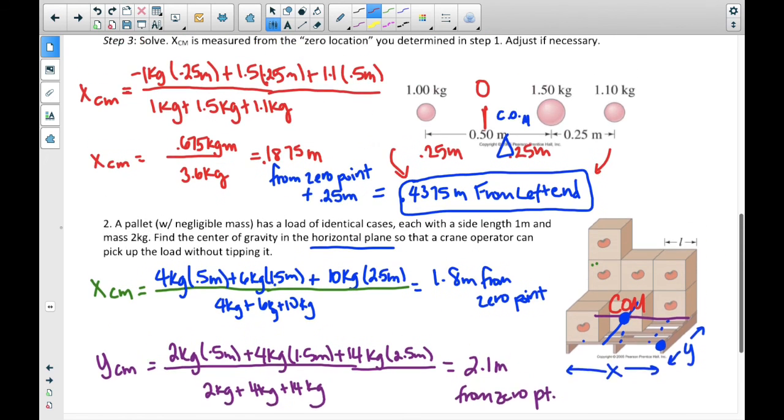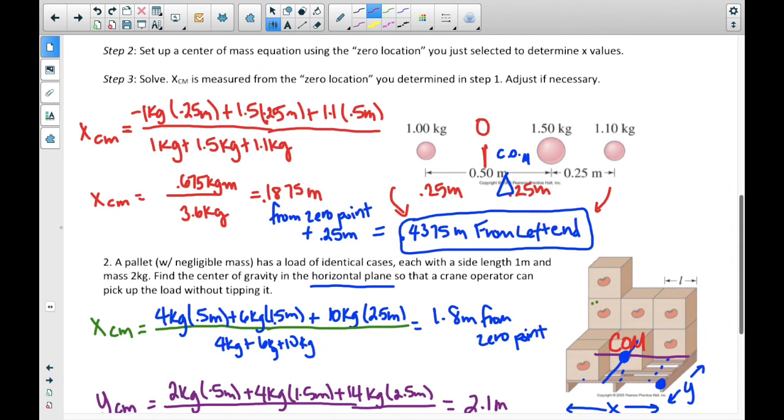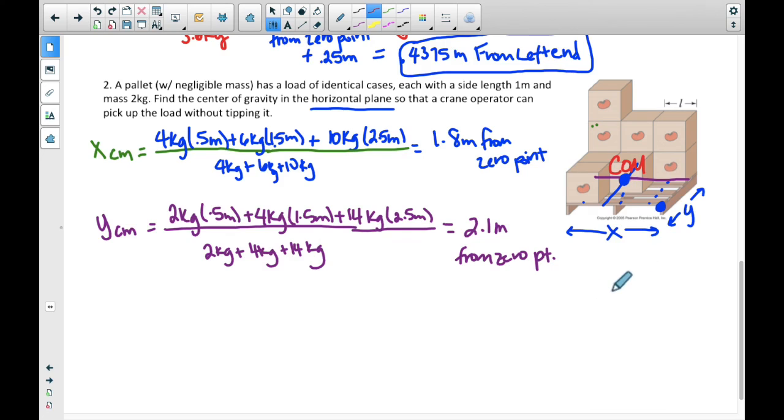The first example was finding center of mass in 1 direction. The second example is finding center of mass in 2 directions. We will do some examples in class, some activities that involve finding center of mass both in 1 dimension and in 2 dimensions.